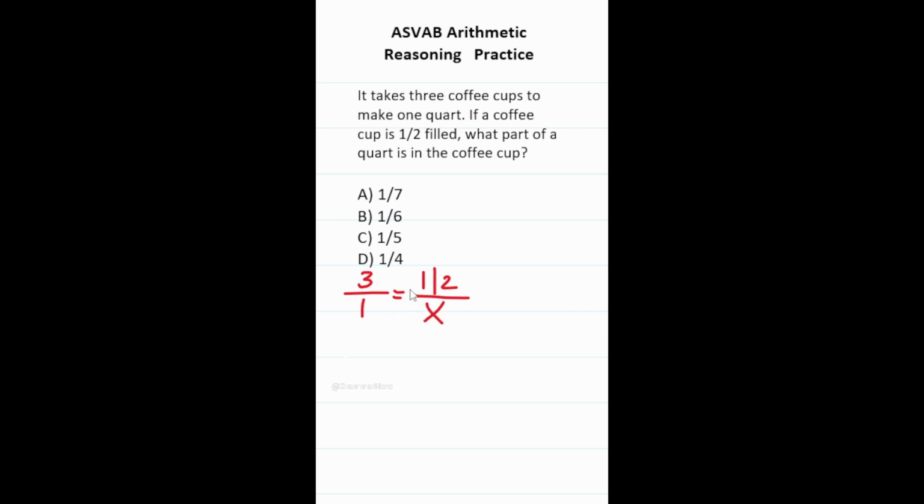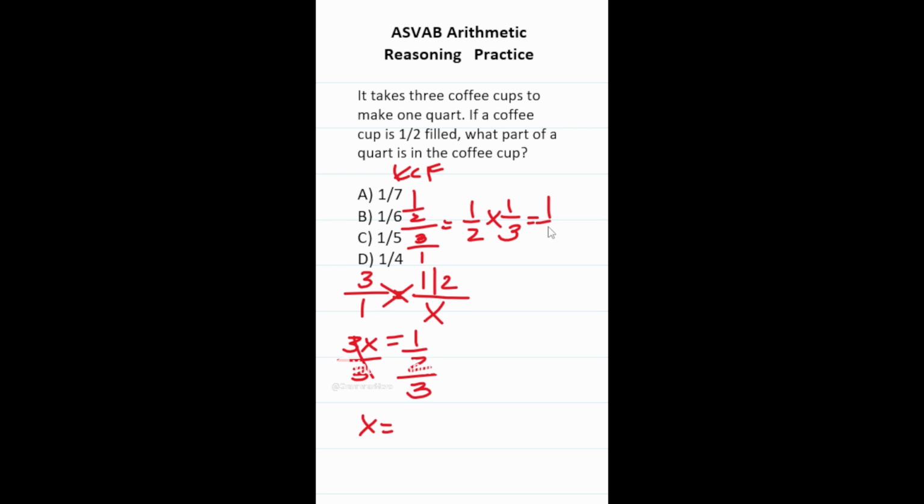So that's going to be our ratio there. Cross multiply, this becomes 3x equals 1/2. Solve for x by dividing both sides by 3. This crosses out. Again, right here, we have 1/2 divided by 3. I could write 3 as a fraction by placing it over 1. Then we could use keep, change, flip. 1/2 times 1/3 equals 1/6. So to answer this question, B, 1/6 of a quart is in a half-filled coffee cup given this ratio.